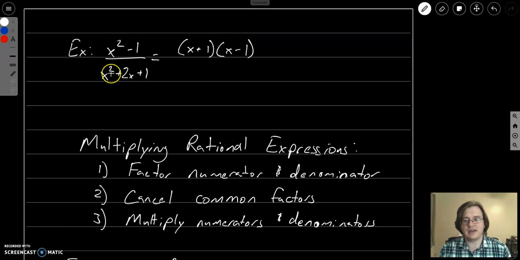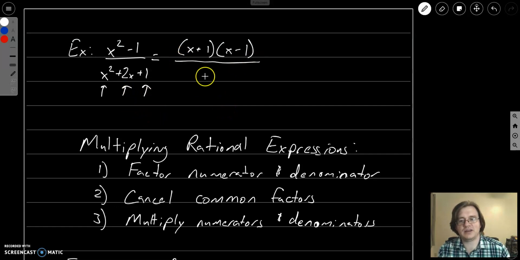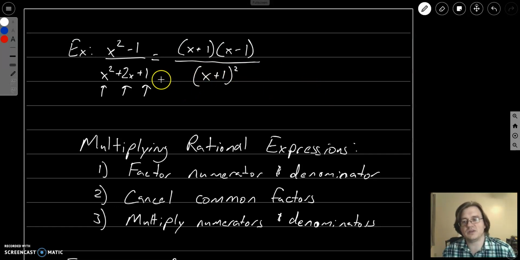The bottom, I've got x squared plus 2x plus 1, and I notice that this is x squared, this is 1 squared, and this is 2 times x times 1. So the bottom is in fact going to be x plus 1 quantity squared. This is one of the forms that we've seen, say, in the previous videos.